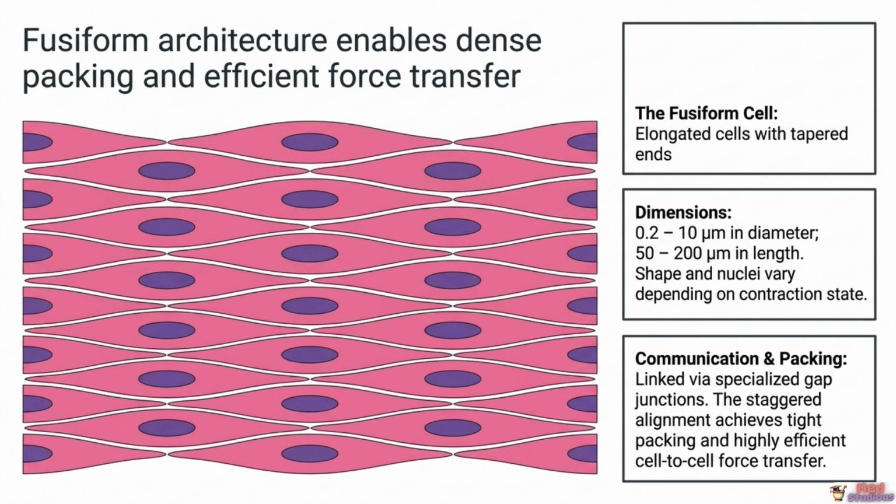Combined with the tight, staggered packing, this network achieves highly efficient cell-to-cell force transfer, allowing the entire tissue bed to act as a unified, coordinated sheet.